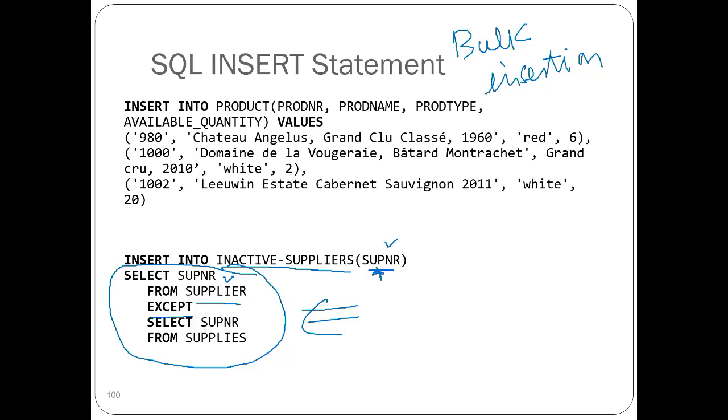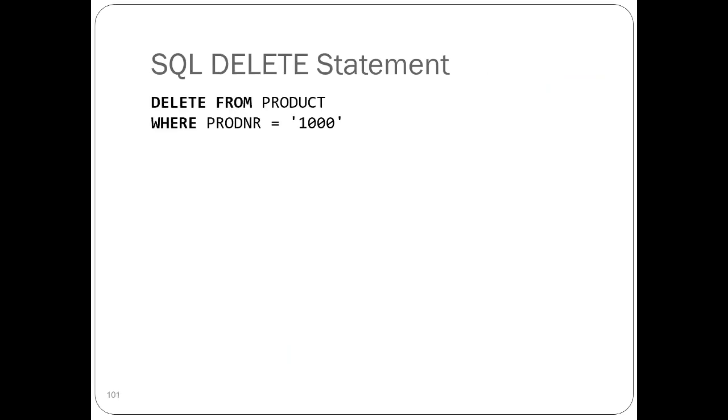Great. Now, since we have learned about insertion, we should also learn about an operation which will do the reverse of insertion, right? So that's the delete. All right. So using the delete, you can remove the tuples. So let's look at this simple one. We want to delete the tuple for product number 1000. How to do that? You will simply say delete from product where product number is 1000.